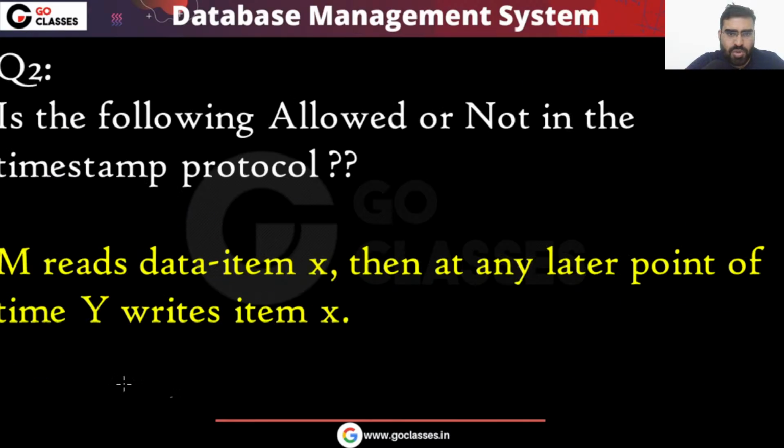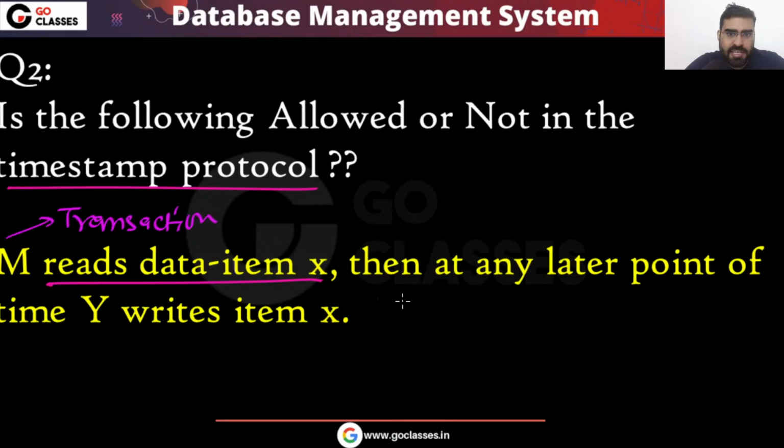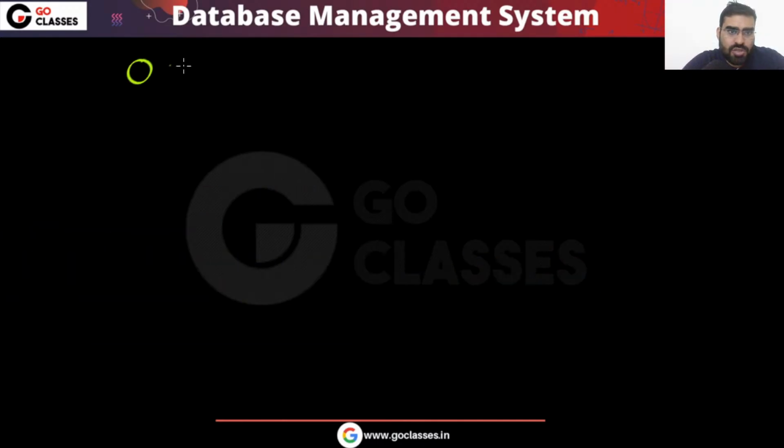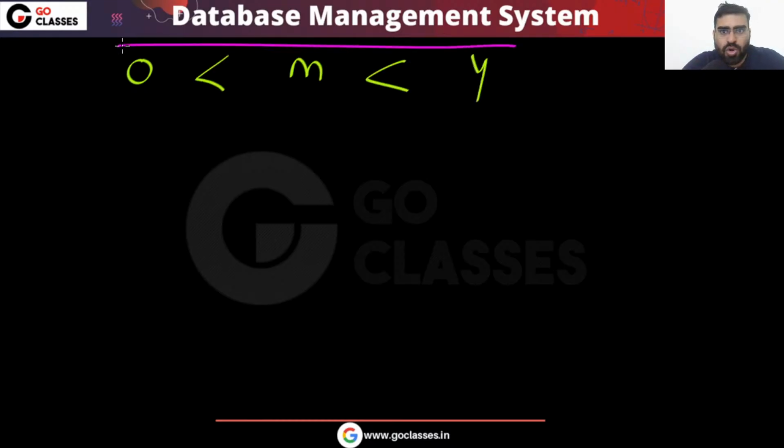Now let's move on to the next question. Tell me the answer for this one. Question number 2. Is the following allowed or not allowed in the timestamp protocol? Transaction M reads data item X. Then at some later point of time, Y is writing item X. If you are confused, always draw the chart. There are 3 transactions: old, middle, young. This is the order of conflicts, and this is the serializability order.